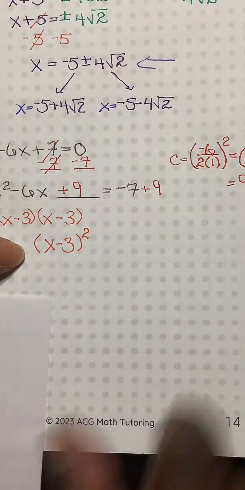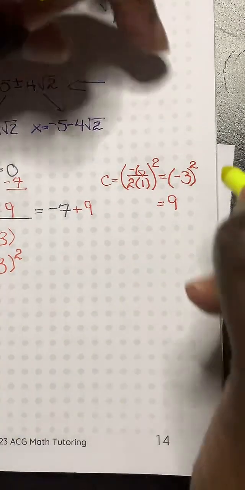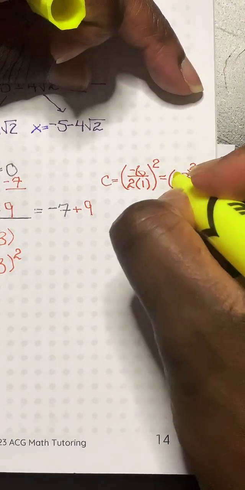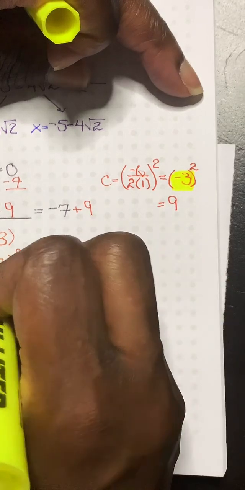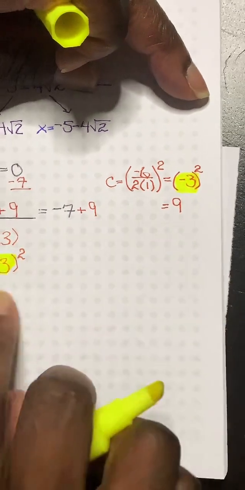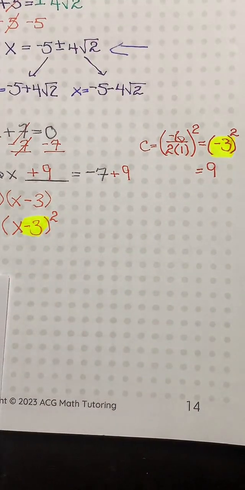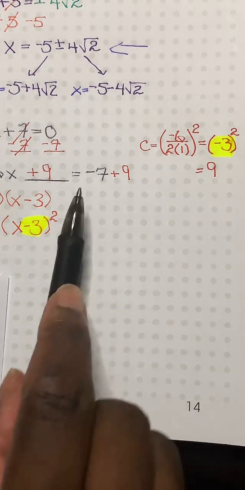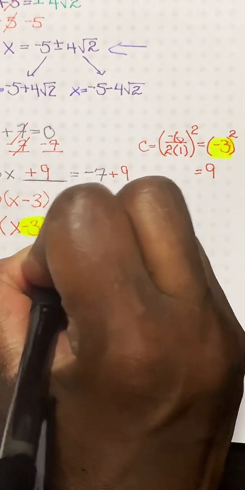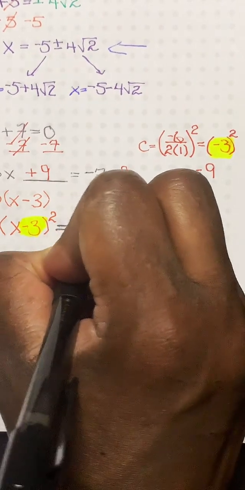Or, remember right here, once you do that b over 2a, that is going to be exactly the same number that you're going to use down here. So now we have -7 plus 9. That gives me 2.